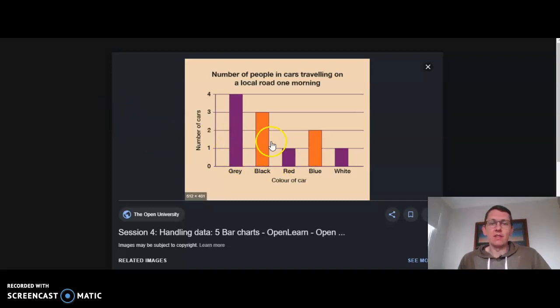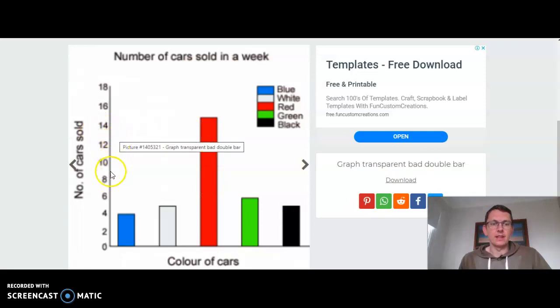You can also have a key at the side, showing what color represents each of these categories, or alternatively you can just label them underneath. Don't forget you also need to label your axes, color of car, and also the frequency along the side here. Like this one here, you've got color of cars, we have a key, and we can also see number of cars sold along the side here.